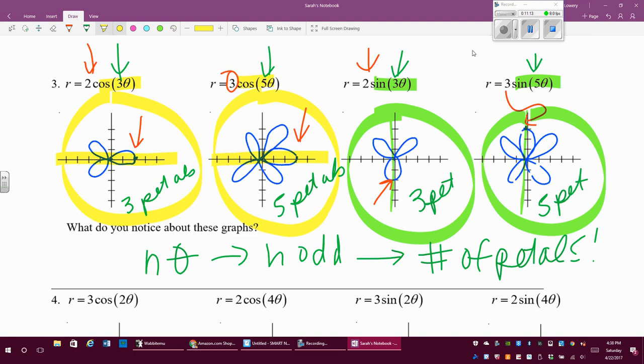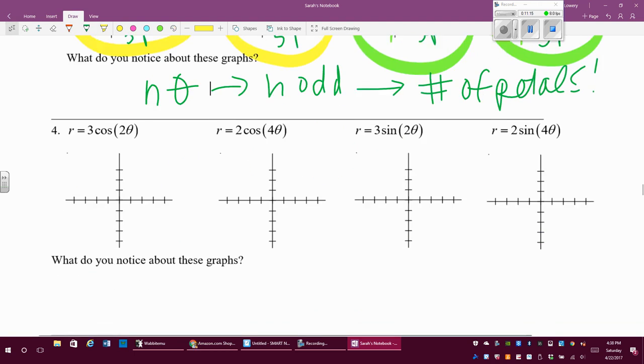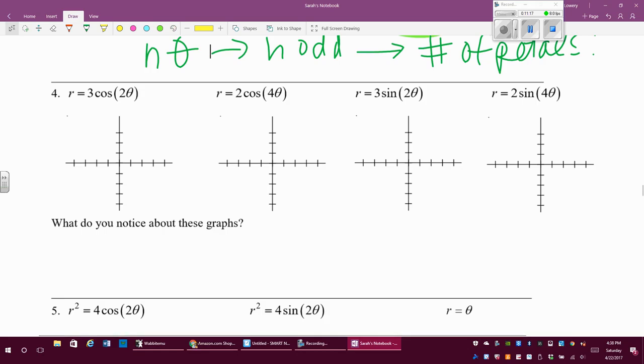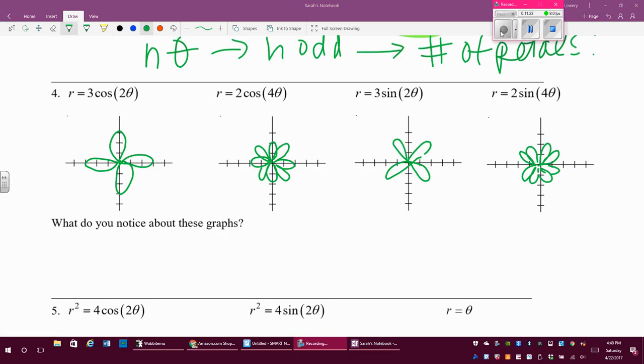Okay? So what I want you to do now is I have 4 more. These all have even numbers of theta. You're going to get them into your calculator and make a quick sketch. Okay, so fair warning on these ones, guys. My stylist did not do a great job of graphing these. I expect your sketches to be just a little bit better.